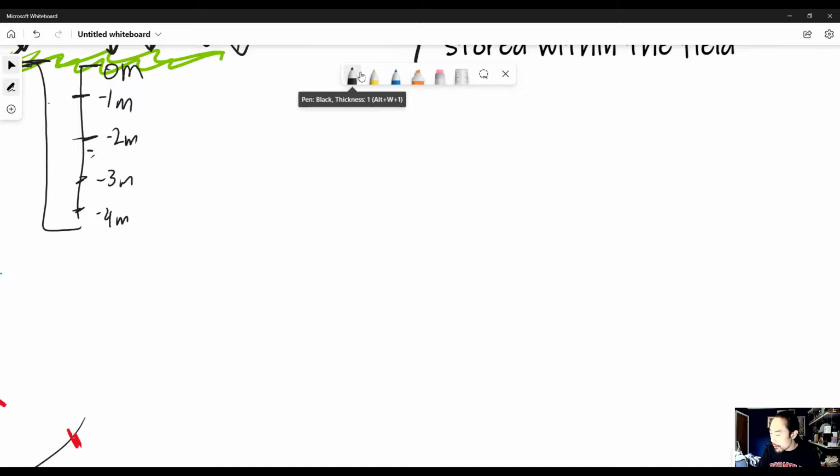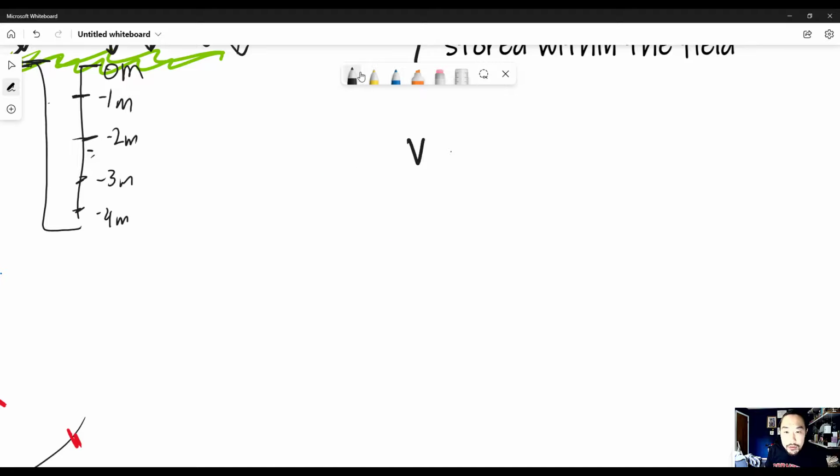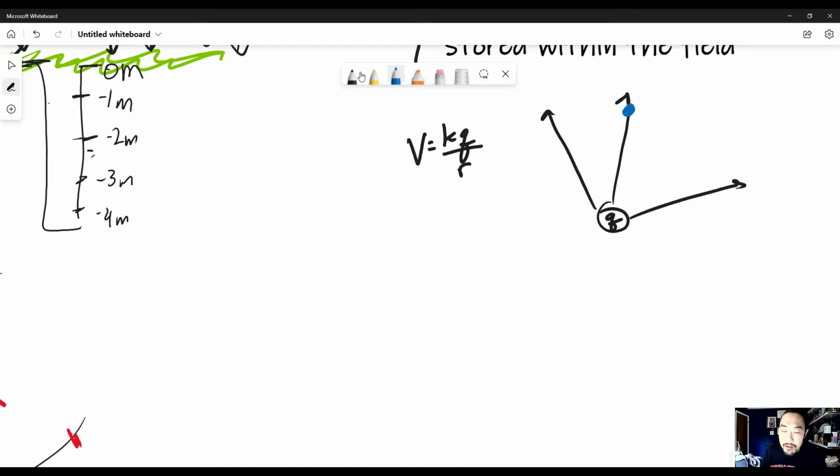Okay, let's say, what do we have there? Formula. Can't believe we don't have the formula yet. All right, so the formula for voltage is equal to KQ divided by R, where Q is the charge, okay, and R is how far away you are. So if I'm here, I have a big R versus here, I have a smaller R.